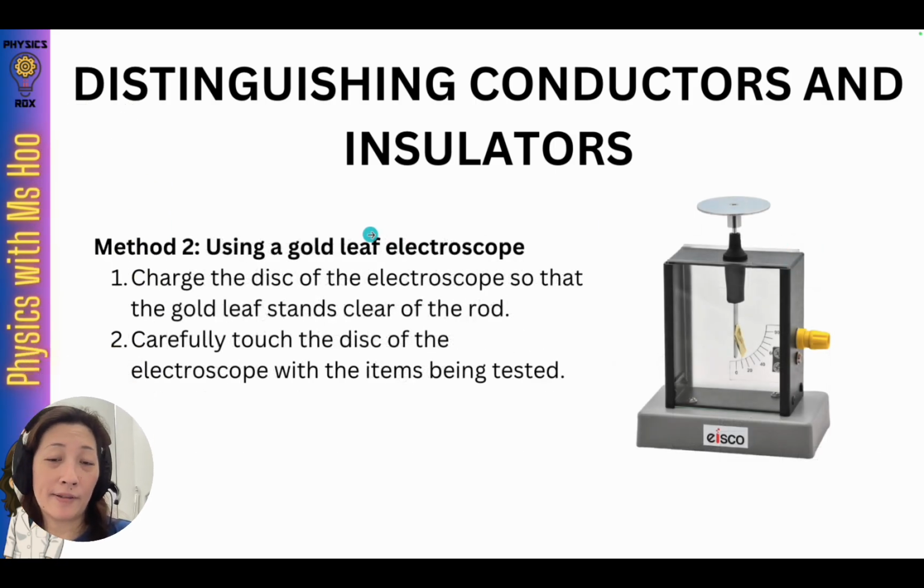Another method is by using the gold leaf electroscope. Now how we use the electroscope in this case, we charge the disc of the electroscope so that the gold leaf stands clear of the rod. Next, carefully touch the disc of the electroscope with the items being tested. So this time, instead of just hovering, we actually touch the disc with the items that we want to test. The results that you get will indicate whether the material is a conductor or insulator.